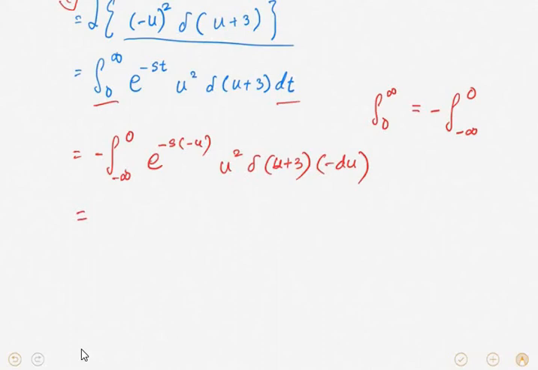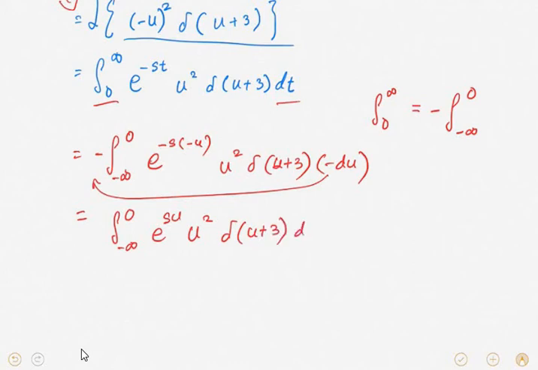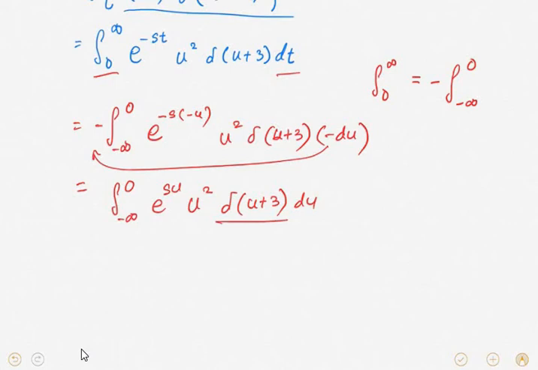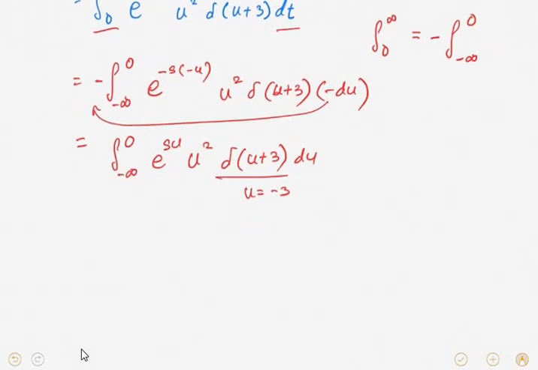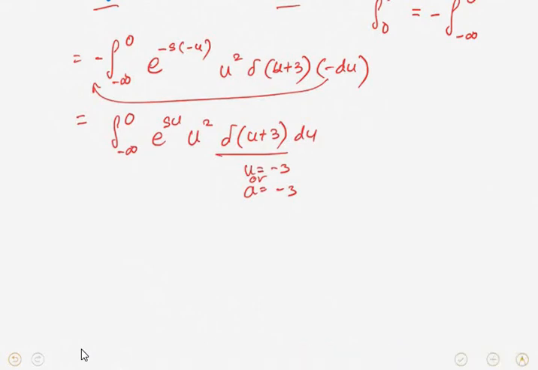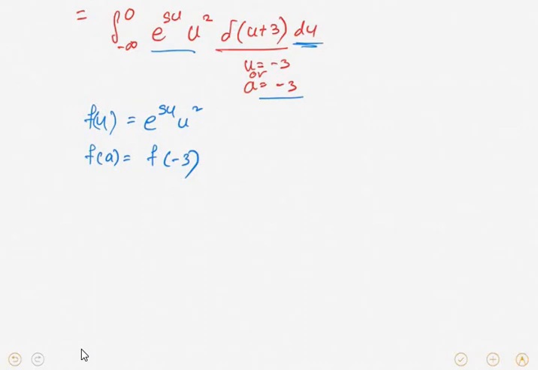Then we simplify this negative, and this negative becomes positive, so it remains positive: exponent su, u square delta(u plus 3) du. So from here we know that u equal to negative 3, or we can set a equal to negative 3. Since this is over du, this is f(u) du. f(u) equal to exponent su, u square, and then it would be equal to f(a) equal to f(negative 3). So it means that u will be substituted with the value of negative 3.